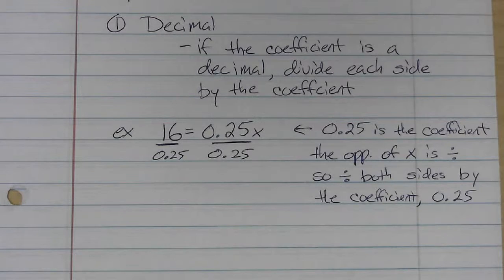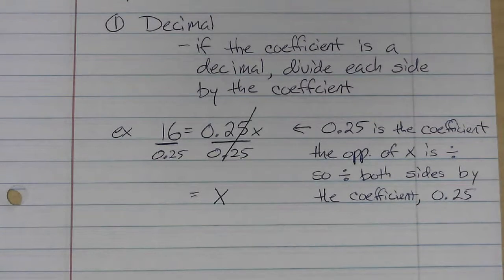So we're going to divide both sides by the coefficient 0.25. Watch. Remember, a fraction bar represents division, so here I've just written down divide by 0.25 on both sides. On the right-hand side, 0.25 times x divided by 0.25 cancels, leaving x on the right-hand side, and on the left-hand side, 16 divided by 0.25 is 64.